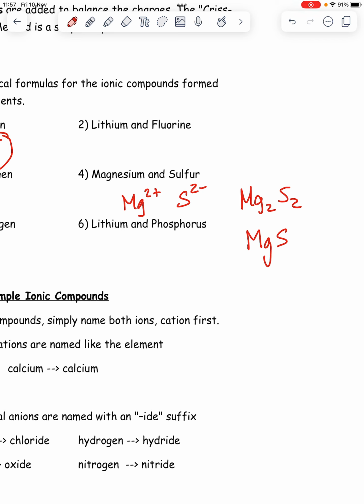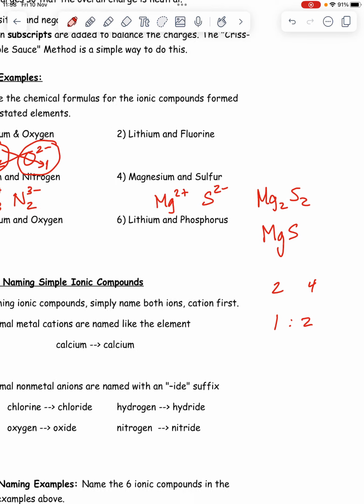So you always want to double check at the end you've simplified the ratio. If you had one where it was 2 and 4, you would want to simplify down to 1 and 2 for the subscripts. So just a final thing to watch for.